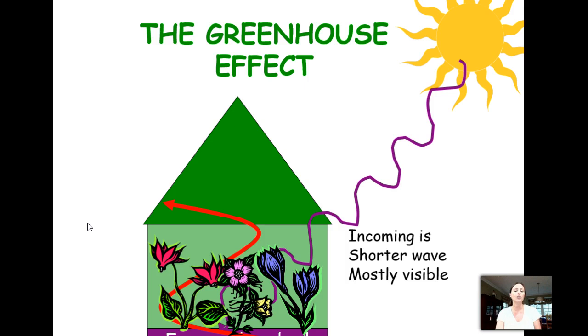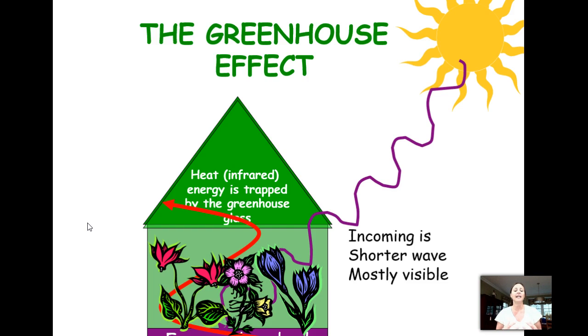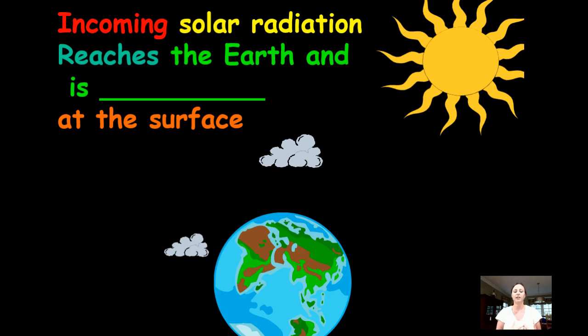So it's coming in as a shorter wavelength, mostly visible light, and it's being re-radiated as heat or infrared radiation, and it is being trapped inside the greenhouse by the glass. Then when it does this, because it was absorbed by the plants and the other substances, it elongated and increased the wavelength. So it almost converts it or changes it into long wave radiation, which is known as infrared heat. Now, how does this affect the Earth?